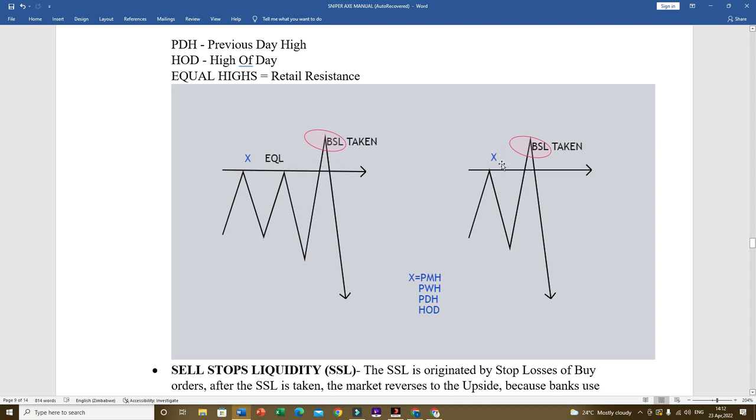At times we might just have, maybe, a previous week high, previous day high, or high of the day, right? Price will just move slightly above that zone, taking all the stop losses that are lying in this region, then price will drop like that, right? So this is what we call buy stops liquidity.